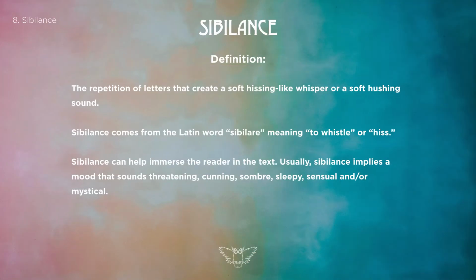What is the definition of sibilance? Okay, so it's the repetition of letters that create a soft hissing-like whisper or a soft hushing sound. Sibilance comes from the Latin word sibillare, meaning to whistle or to hiss. Sibilance can help immerse the reader in the text. Usually sibilance implies a mood that sounds threatening, cunning, sombre, sleepy, sensual, and mystical.